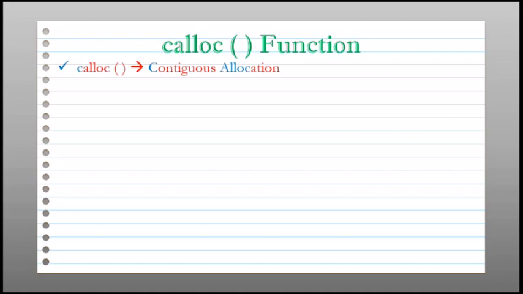Suppose the user wants 5 blocks of memory and each block should hold 20 bytes. Then by using the calloc function, 5 blocks which hold 20 bytes each will be allocated in the memory. That is, a total of 100 bytes will be reserved in the memory. And it also returns the address of the first byte of the first block through the pointer variable.